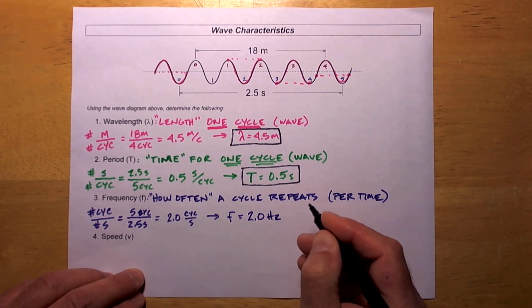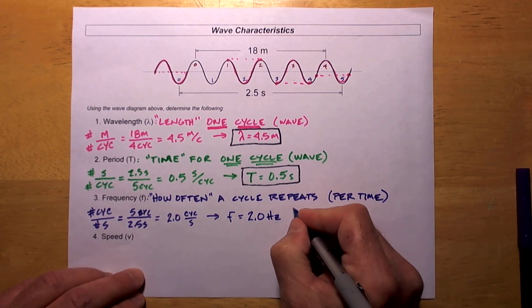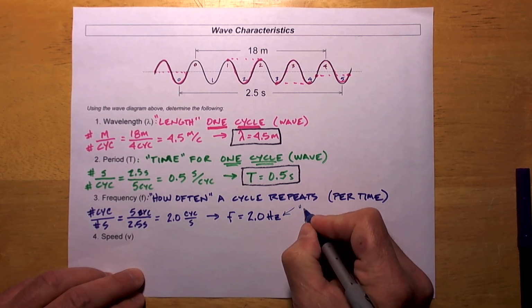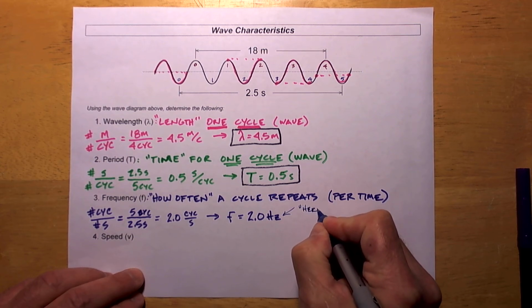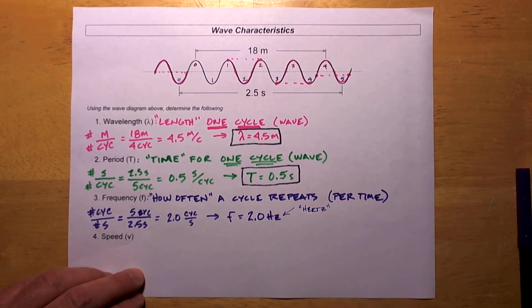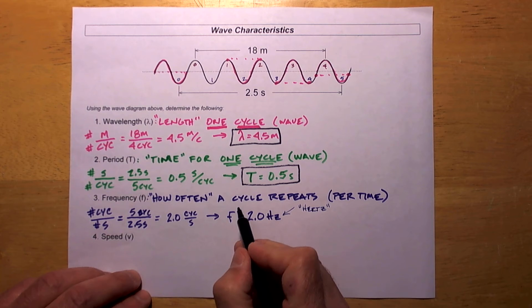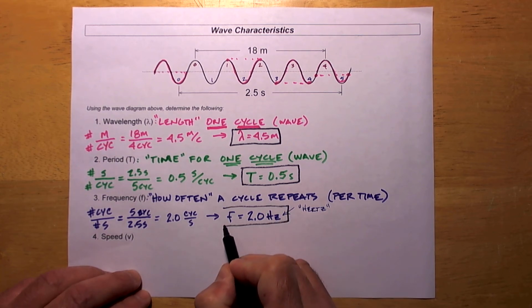What is hertz? Well, hertz is just a unit. This is a unit called Hertz, H-E-R-T-Z, named for Heinrich Hertz, who did a lot of work with analyzing cycles and waves and so forth. So we have our frequency at 2.0 hertz.